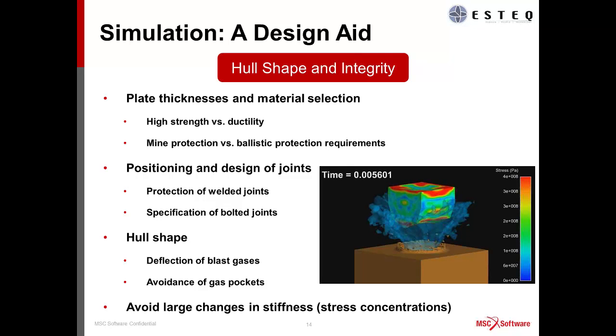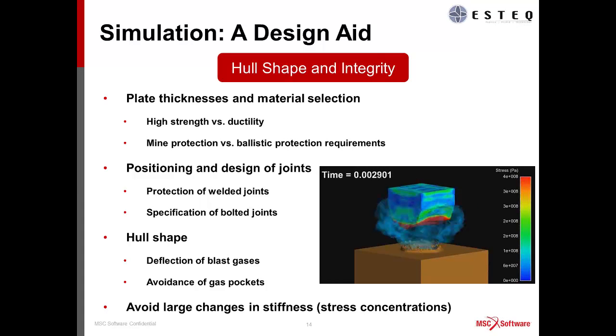The second point is the positioning and design of joints. This is really a critical aspect when it comes to designing mine-protected vehicles. You need to make sure that any welded joints are positioned where the effect of the blast will be least significant. And if they are going to see a lot of the blast load, they should be protected appropriately.